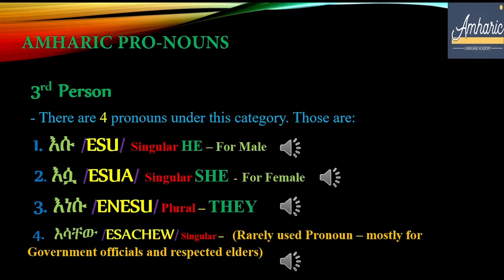And as a third person, there are 4 pronouns under this category. He or it is esu. She is eswa. They is nasu, plural. And for respected persons and elderly persons more than 60, esacho will be the pronoun.